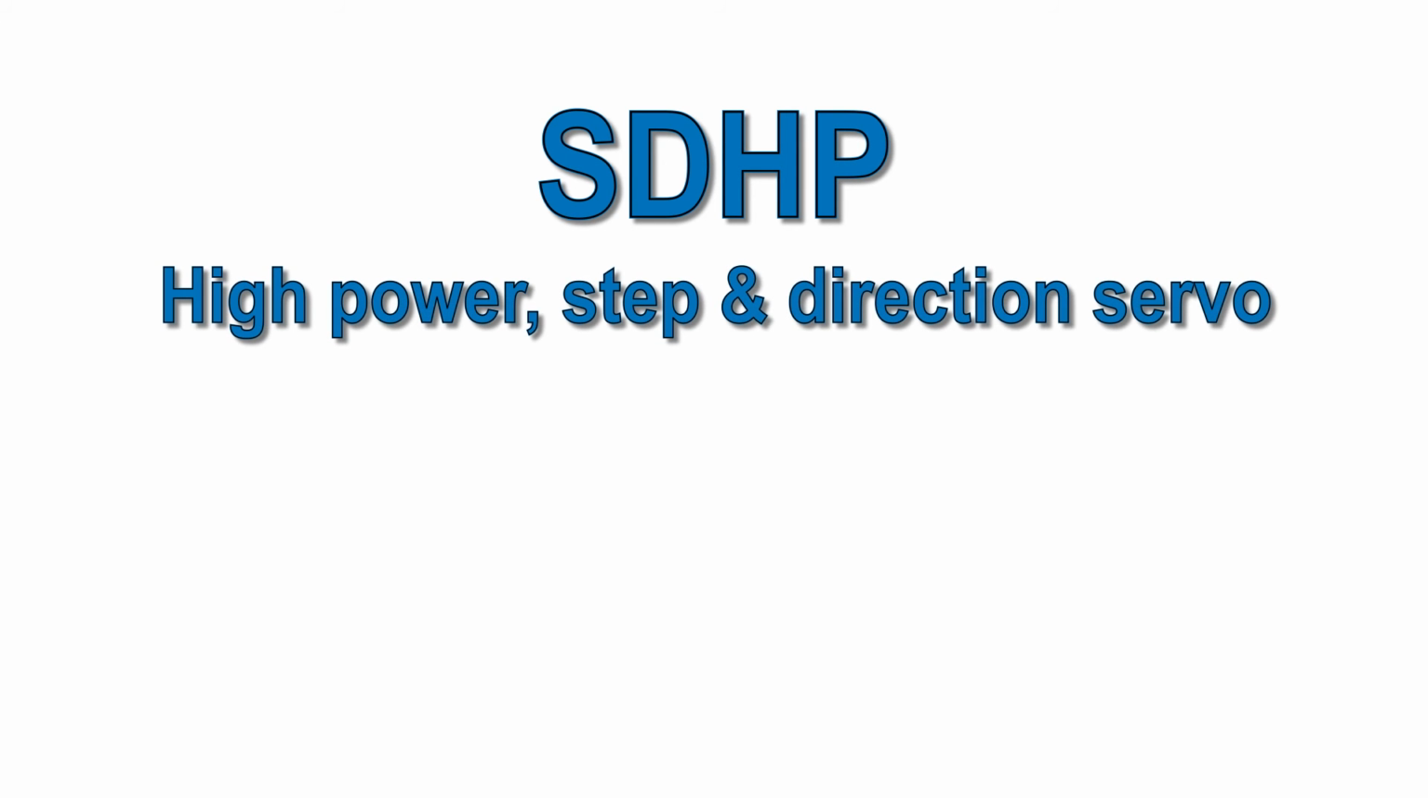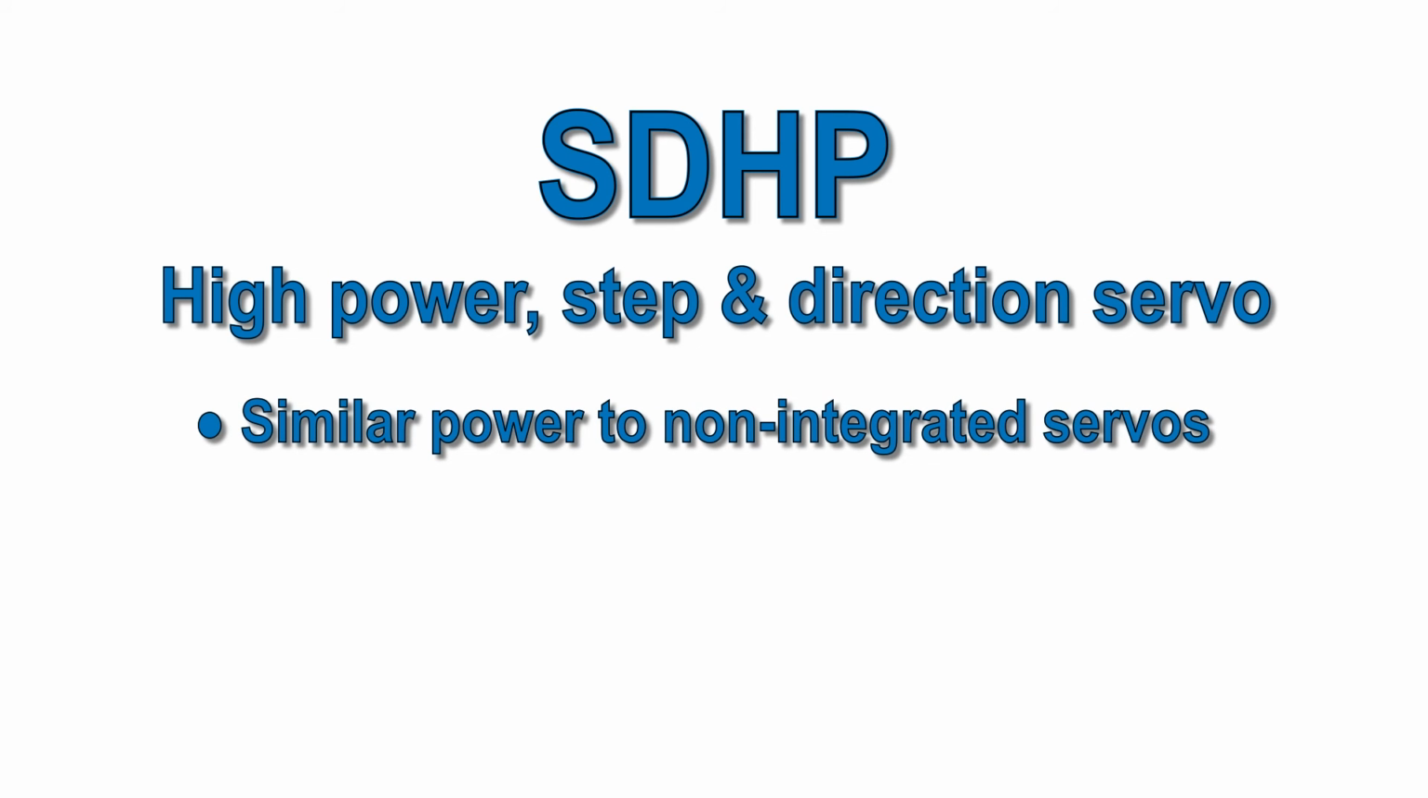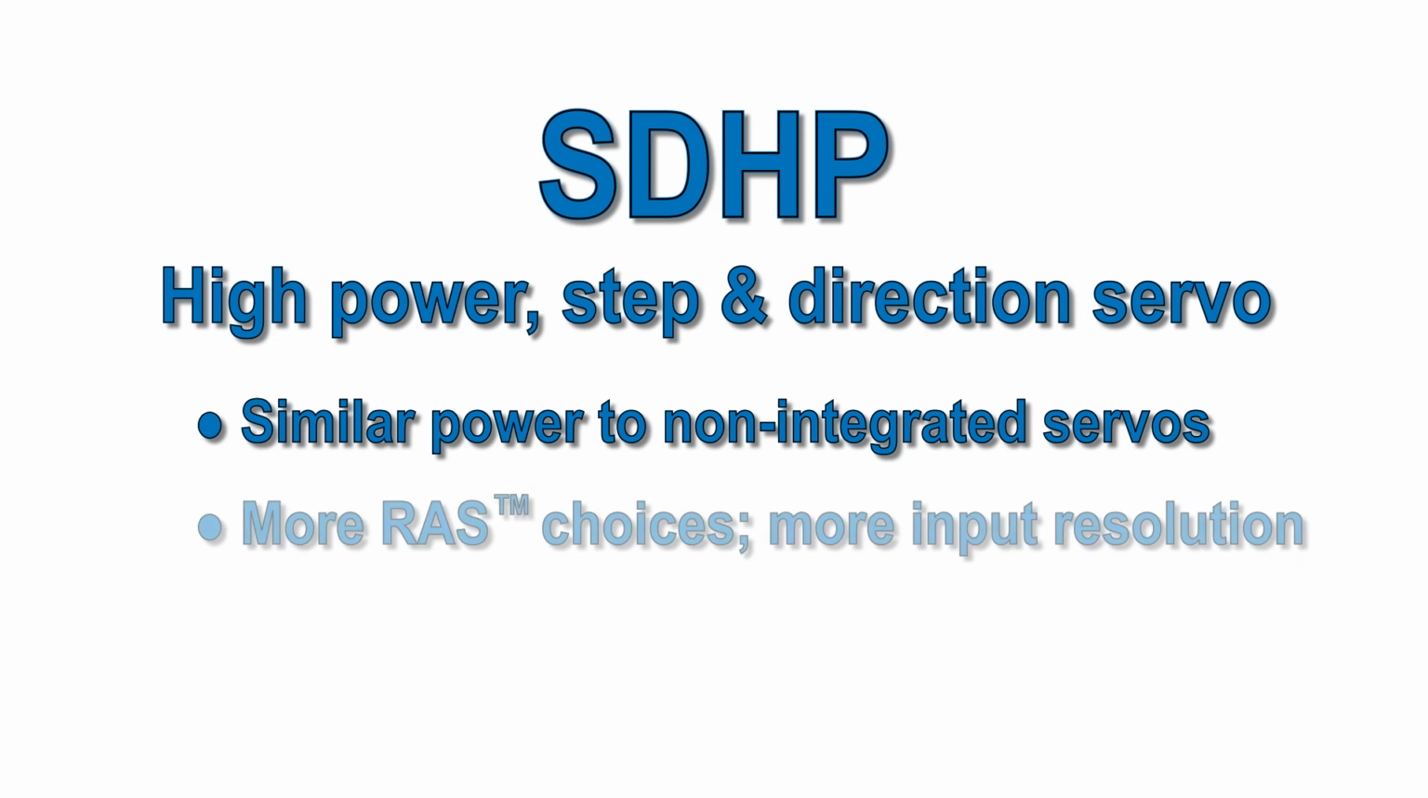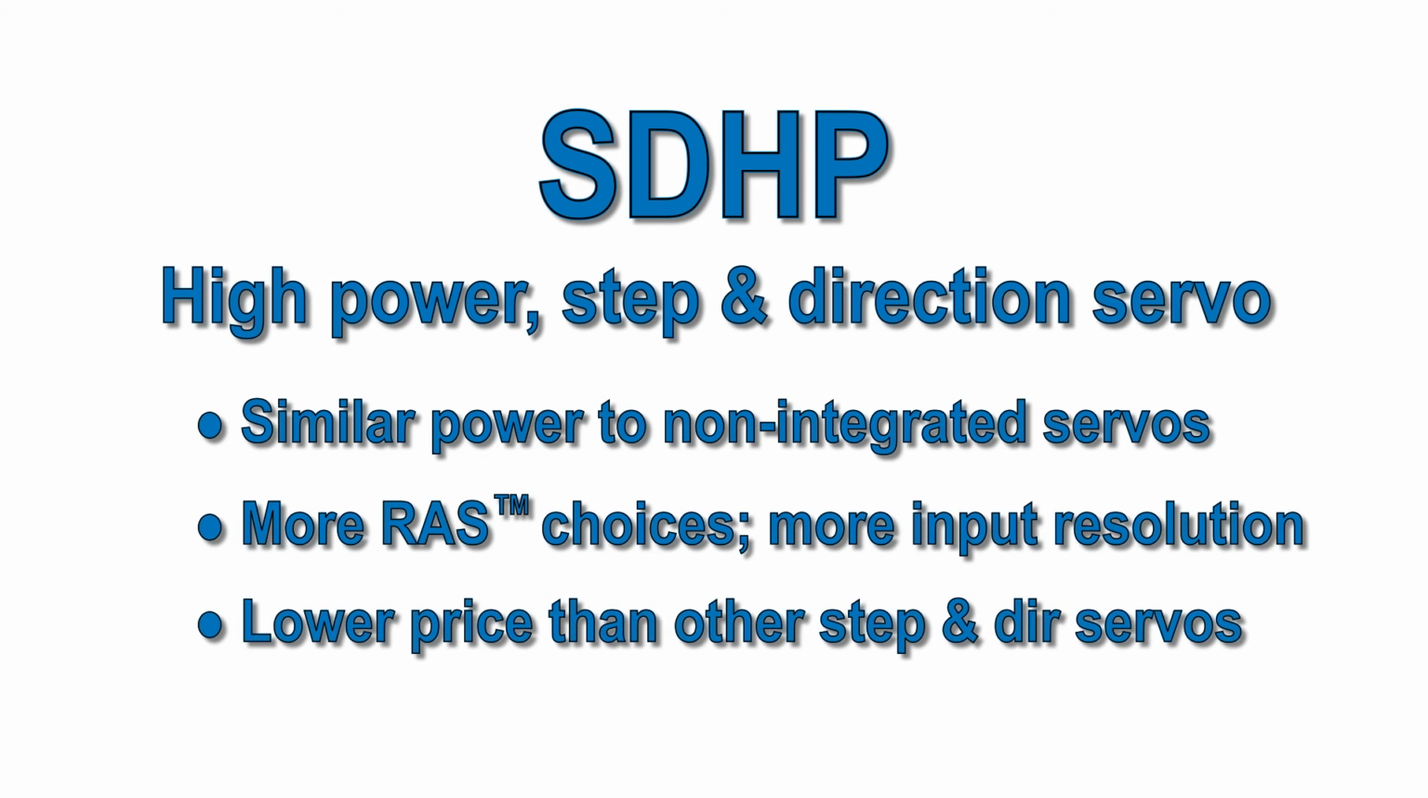The HP model has comparable power to a step and direction servo motor without the bulk of a separate servo drive. That's over 10 times the power of a similar-sized stepper. Compared to the SK model, the HP also has more RAS choices and more choices of input resolution. The HP is more expensive than the SK, but very favorably priced compared to other digital step and direction servo systems.